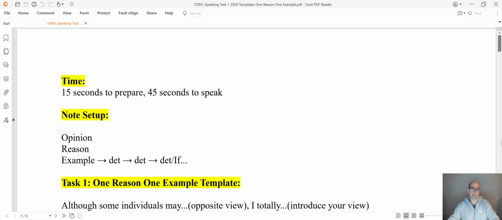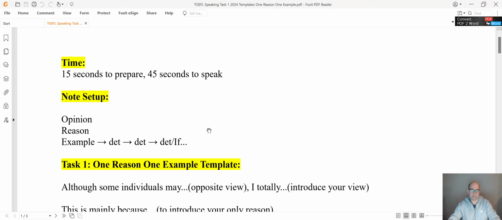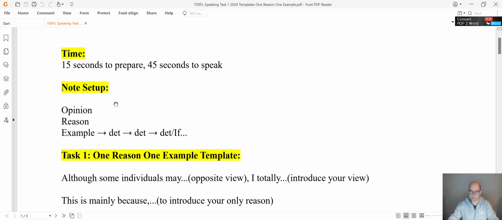So now we're going to take a look at TOEFL Speaking Task 1 Independent again, but this time analyzing what you should do if you instead choose to provide one reason and one example for your response. Okay, so let's take a look. All right, so if you do decide to carry out a one reason, one example approach, this is how you're going to set up your notes.